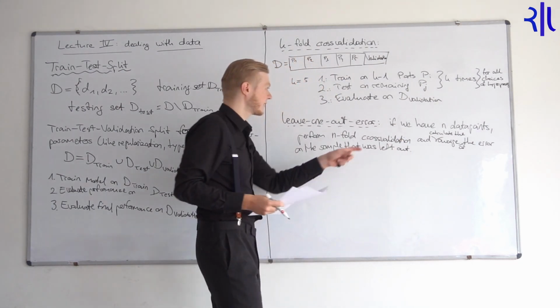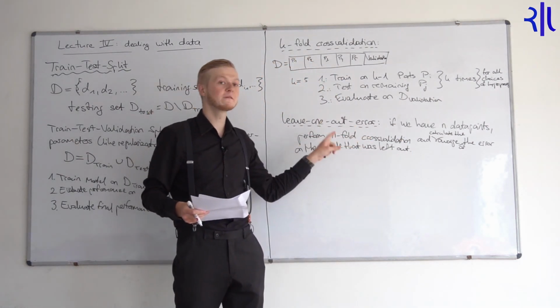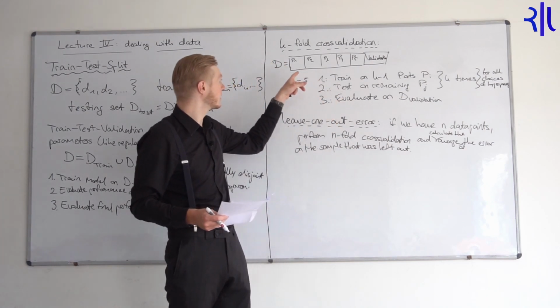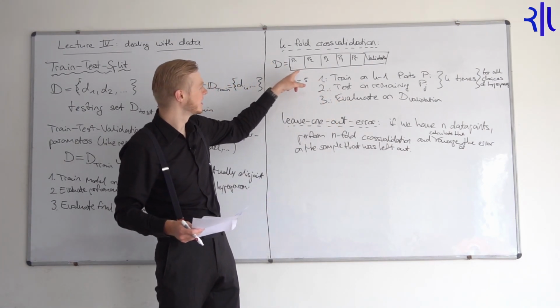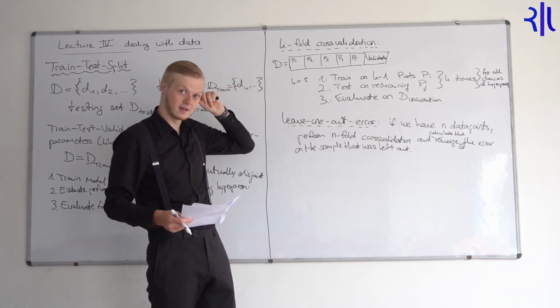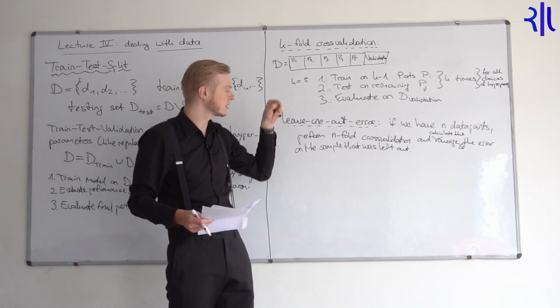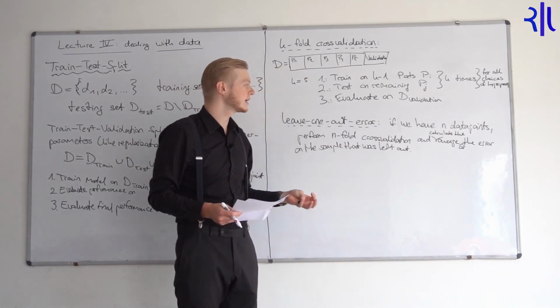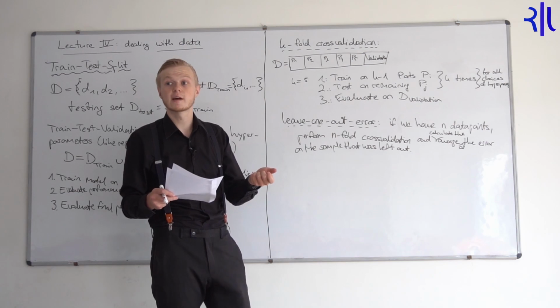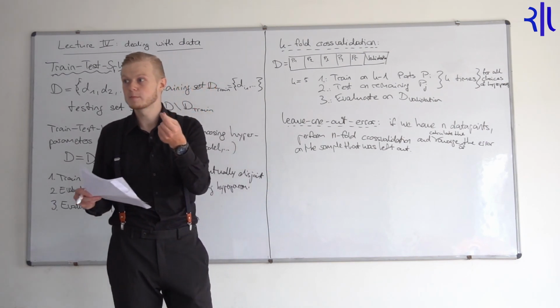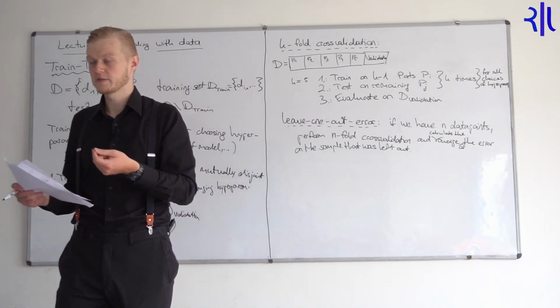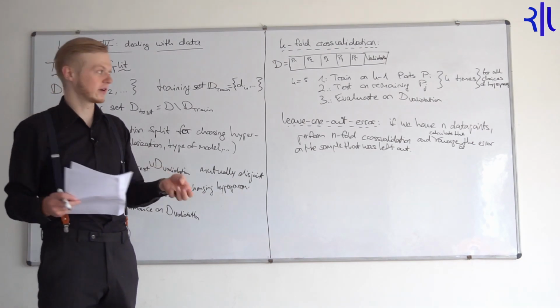So if we have n data points, we perform n-fold cross-validation. We split the data set into n parts minus the validation part. And we then calculate the average error that we get on the one sample that we left out each time. And that is what we call the leave one out error.